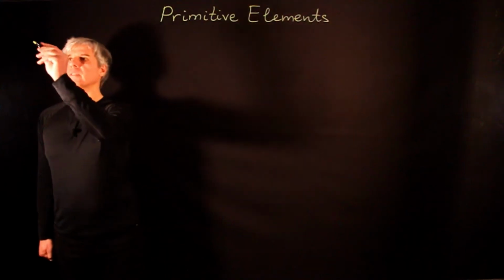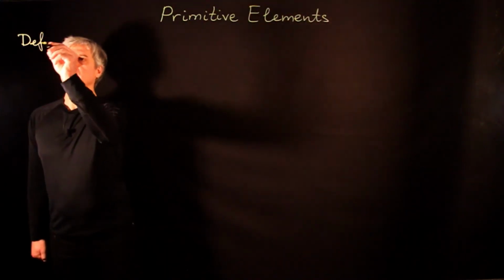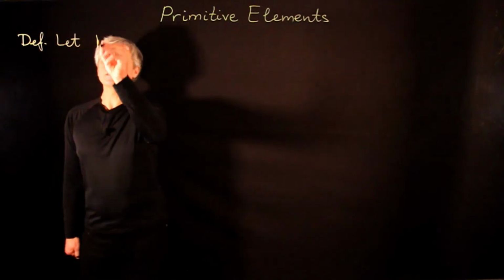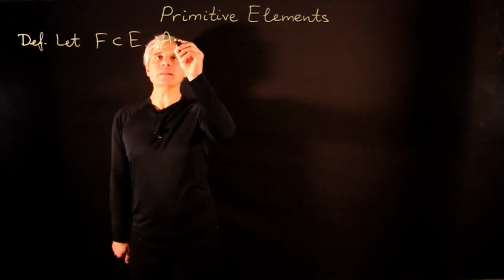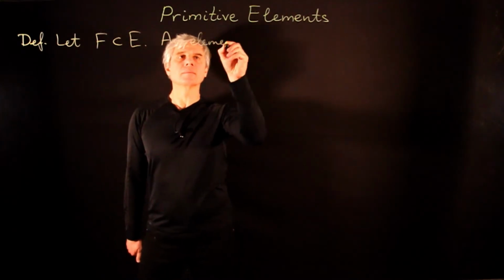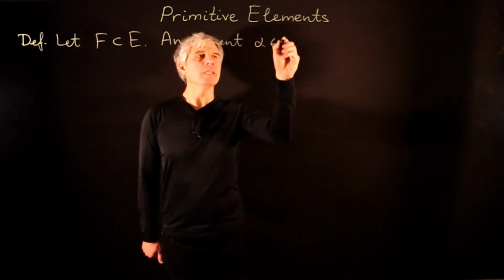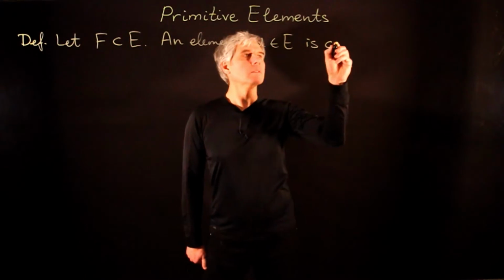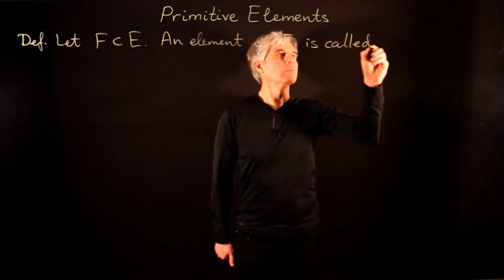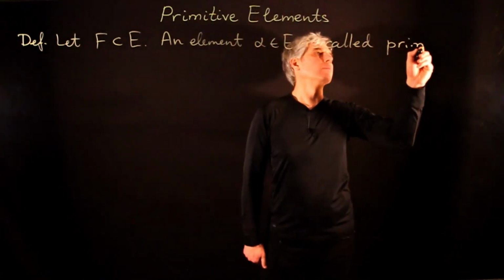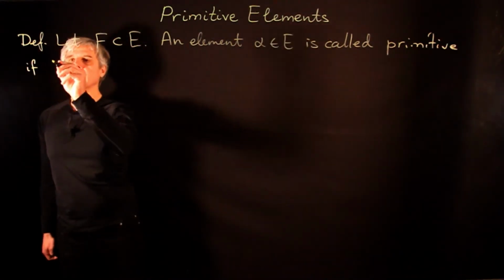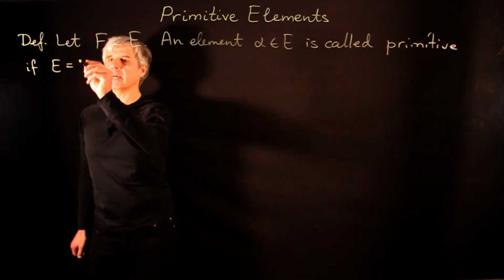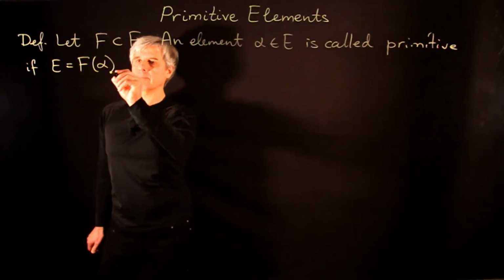We begin with a definition. Let E be an extension of a field F. An element alpha in E is called primitive if the field E is generated by alpha over F.